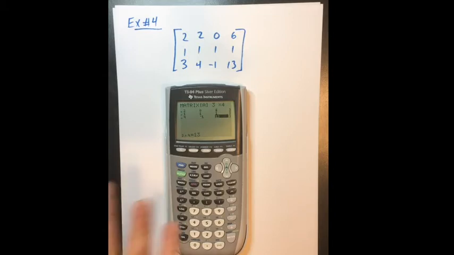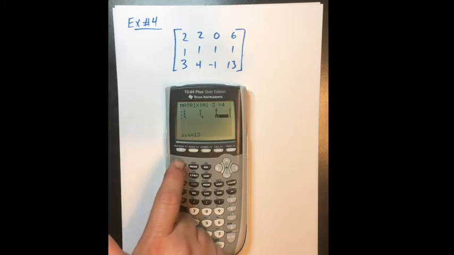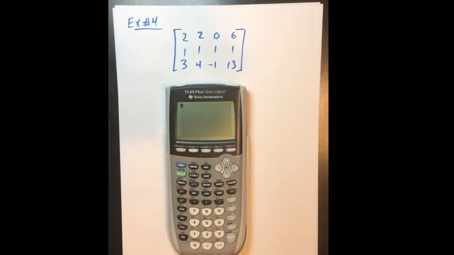All right, so the next thing I'm going to do is really important, and I strongly encourage you to do this. I'm going to hit second quit to go back to the home screen, and then go back to the matrix menu, select matrix A, and hit enter. I want to make sure that the matrix in my calculator is exactly the same as the matrix that I intended to put in my calculator. Hopefully you can read my screen well enough. But this matrix is an exact match of what I wanted.